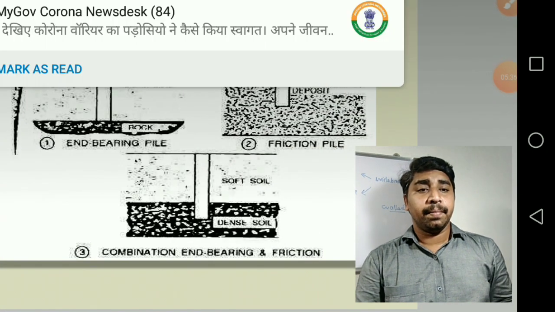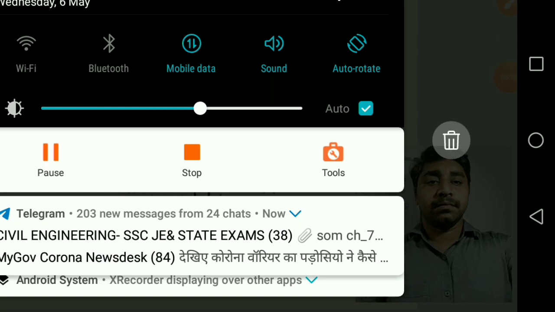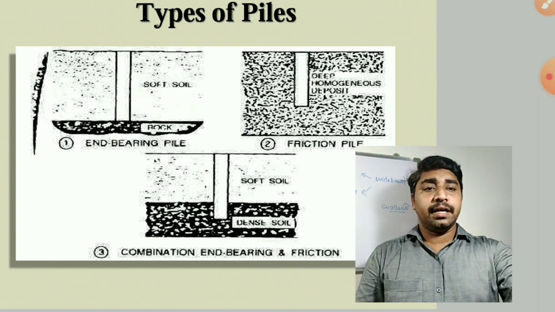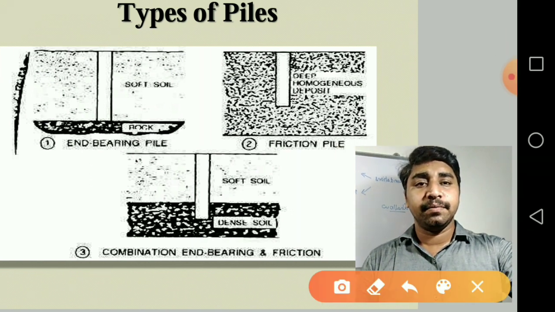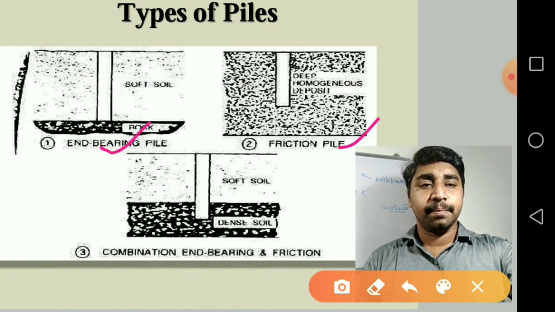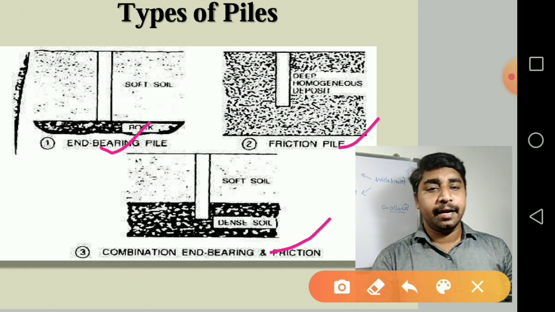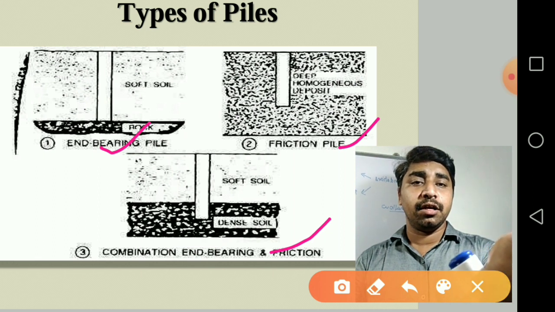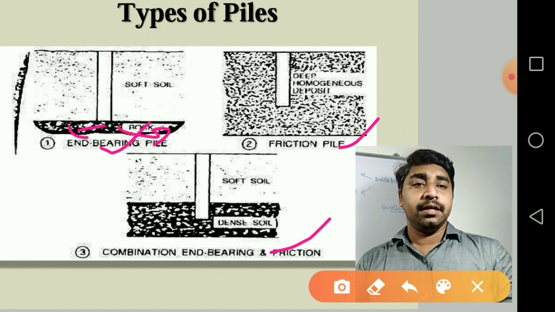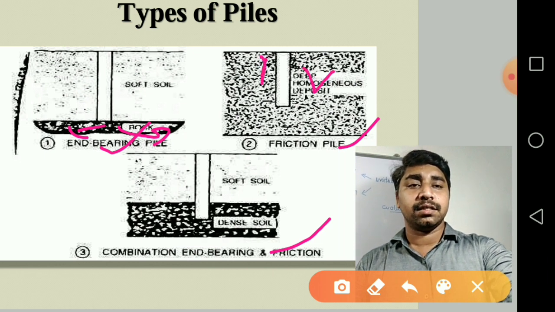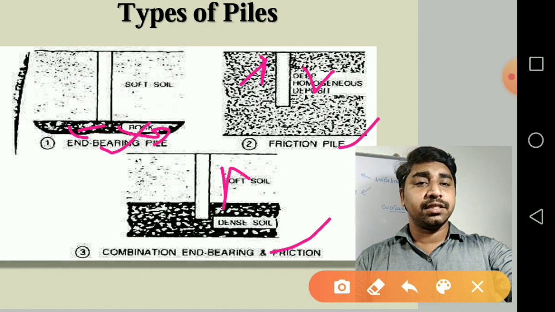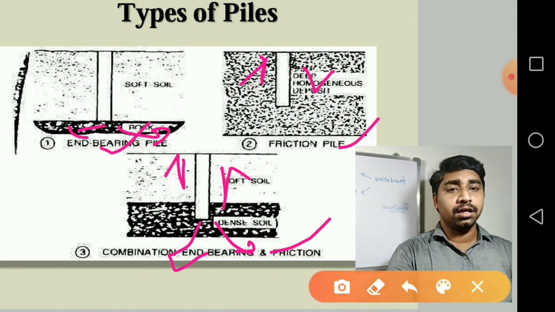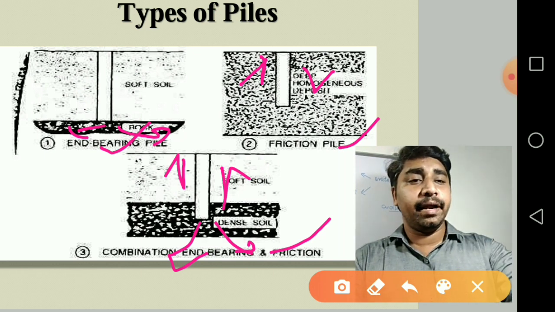So here you can see all the three types of piles: end bearing piles, friction piles, and a combination of both end bearing and friction piles. Here in end bearing piles, the load is going to be transferred to the bottom only. Here the load is going to be transferred by means of skin friction. Here both the skin friction as well as the tip resistance are going to act, in the case of combined piles.